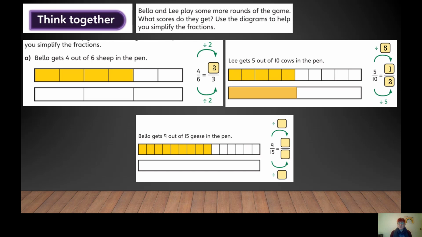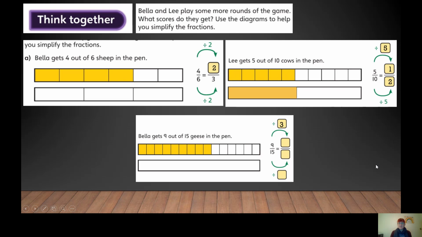So hopefully you've had a go at thinking about the common factors. Well, I know that 2 doesn't divide into 9 nor 15 because 2 is an even number, and of course these are odd numbers, so it can't be a factor. How about 3? Yeah, 3 goes into 9. There's nothing left over, so that's a factor. And I know 3 goes into 15, so it's got to be 3.